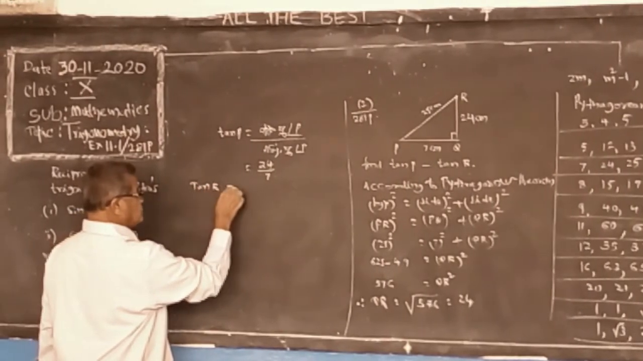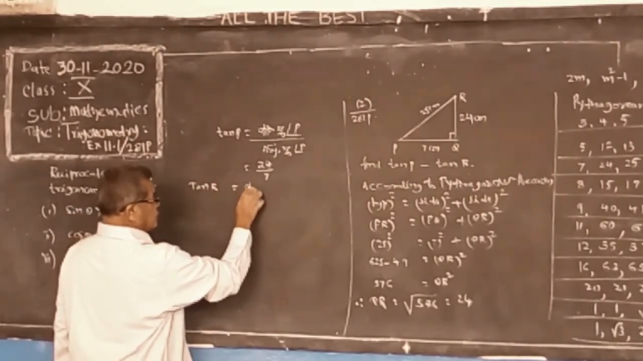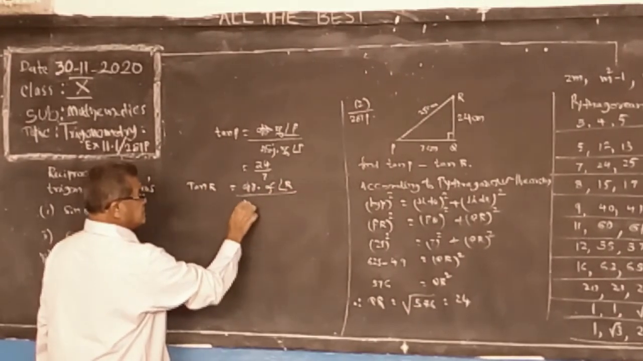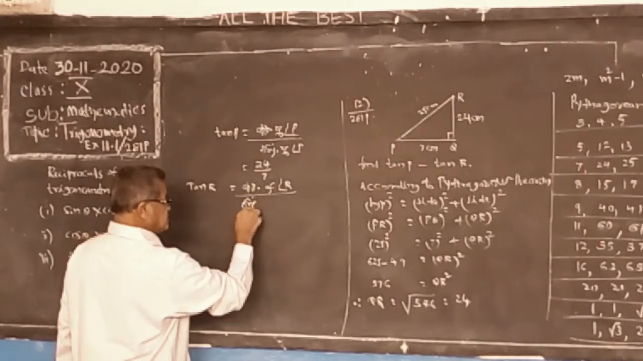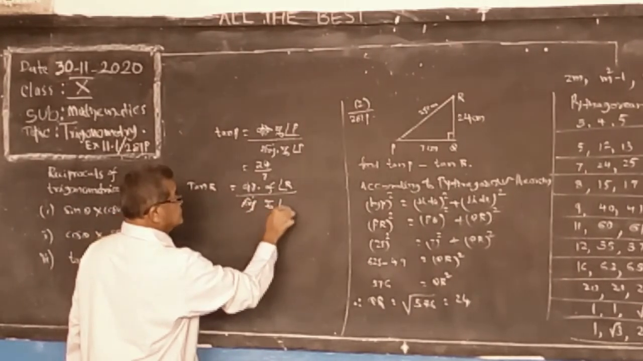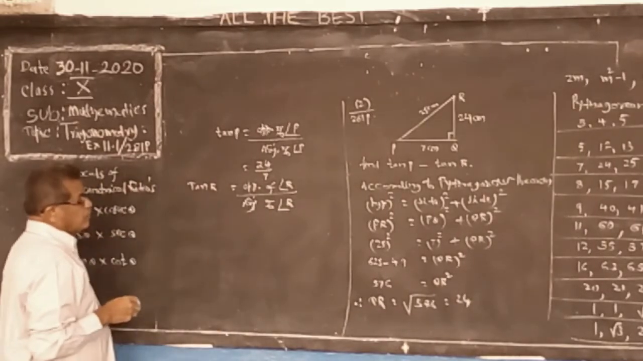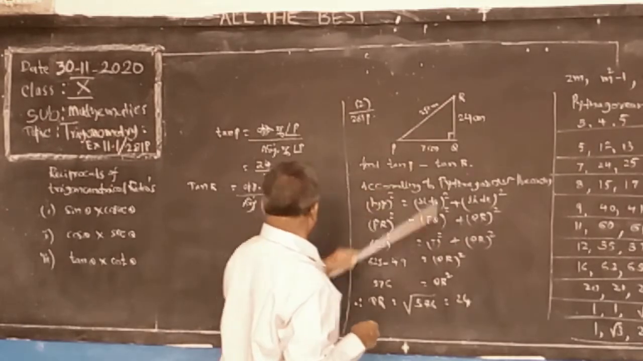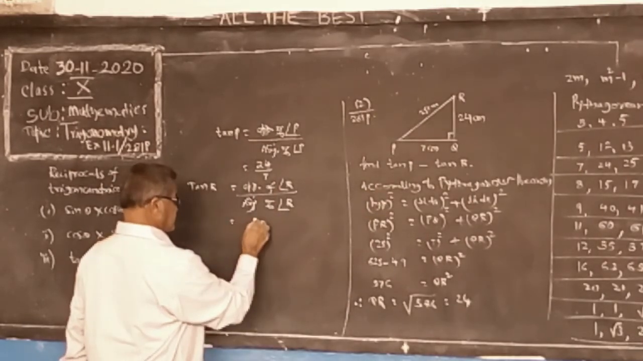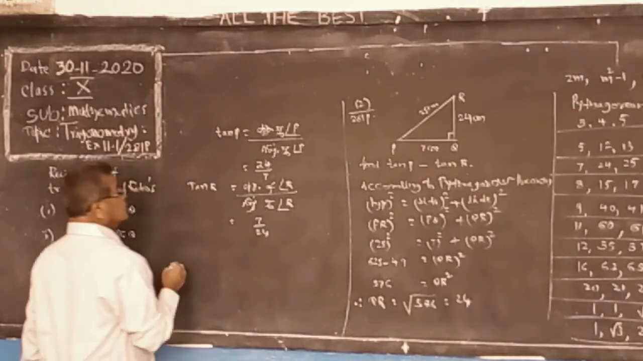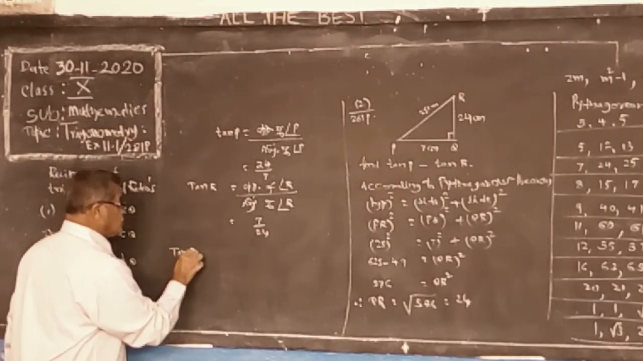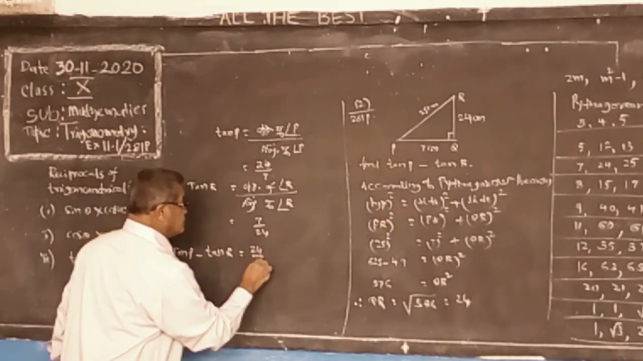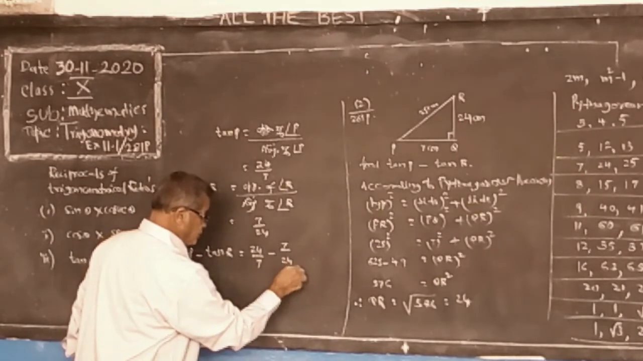And what is tan R? Tan R is equal to opposite side of angle R by adjacent side of the angle R. Opposite side of R is here, so opposite side is 7, so 7 by 24. Now tan P minus tan R is equal to 24 by 7 minus 7 by 24.